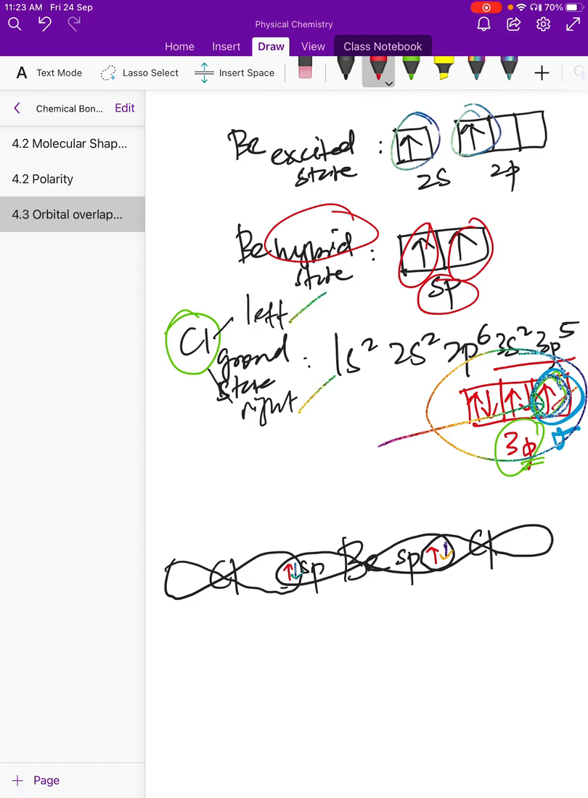So what can we conclude here? There is overlapping here, which shows a sigma bond. Overlapping here shows the sigma bond. This is the hybridization of beryllium chloride.